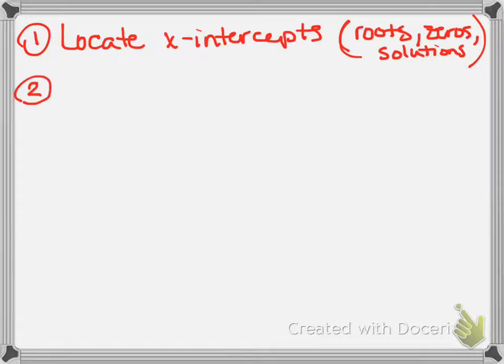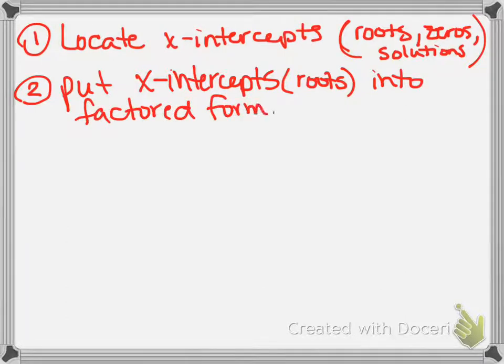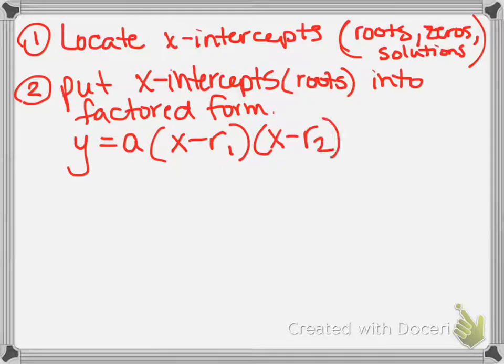Second step is to put the x-intercepts, which again are your roots, into factored form. Factored form is pretty much the same as it was for quadratics, but cubics have a third one, so now you have 3 roots. So factored form is y equals a times x minus r1 times x minus r2, and now we have x minus r3, because we have 3 roots. Like I was showing you, the graph now touches the x-axis at 3 different points.